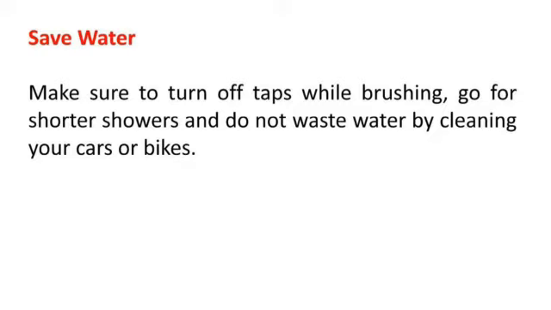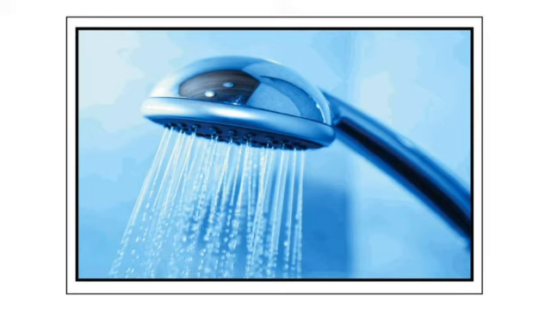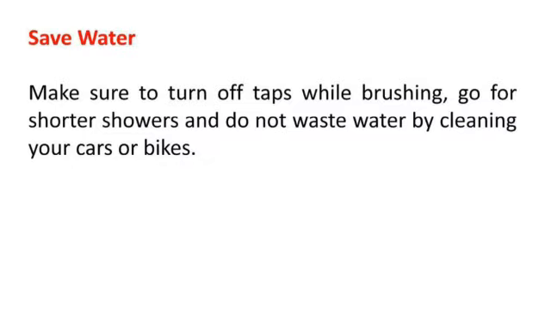The next important measure to prevent global warming is to save water. So make sure to turn off taps while brushing, go for shorter showers, and do not waste water by cleaning your cars or bikes. So we need to make sure that we use water more judiciously and wisely.